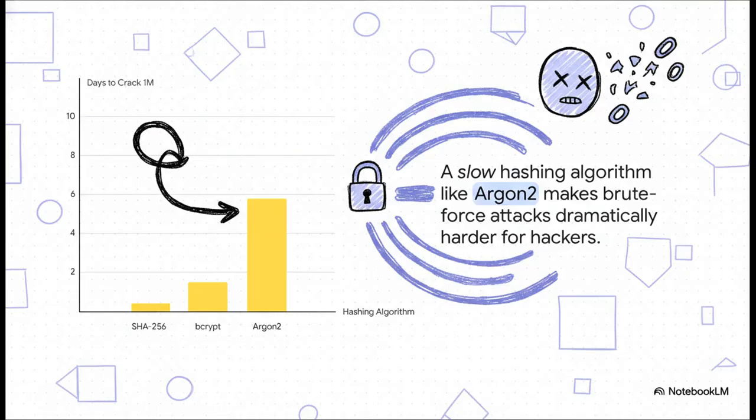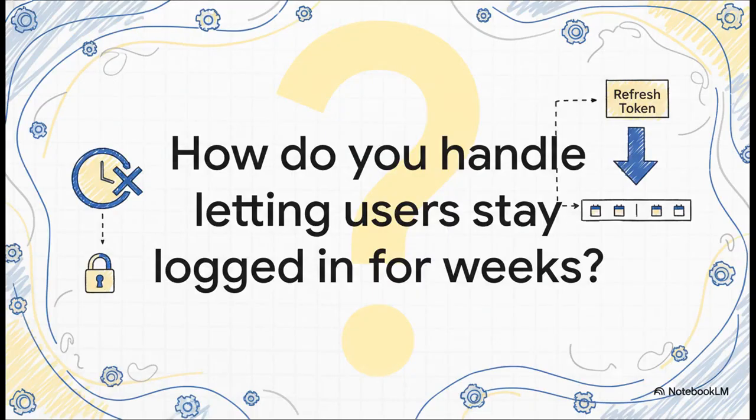And look, if you need one last reason why this matters so much, check this out. Trying to crack 1 million passwords hashed with an old algorithm like SHA-256, an attacker could do that in about 2 minutes. But with a modern algorithm like Argon 2, that same attack would take almost 6 days. You've just turned a 2-minute disaster into a 6-day warning. That's a game changer.